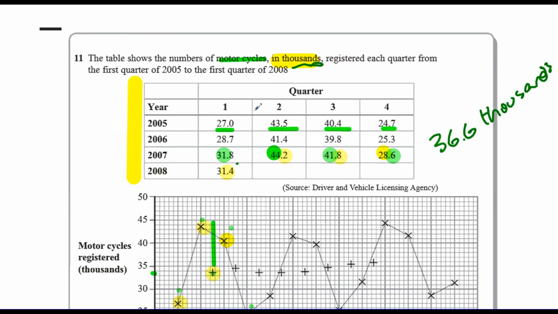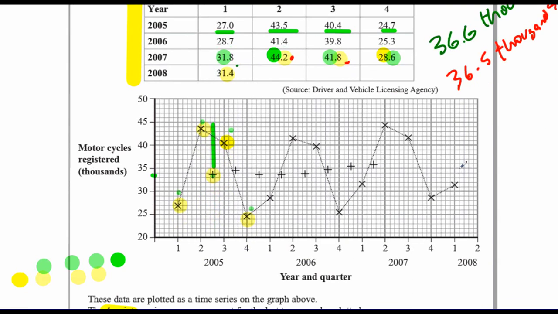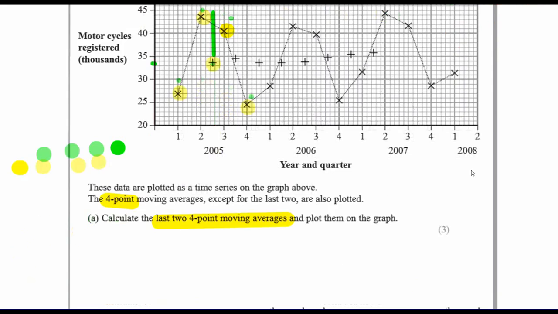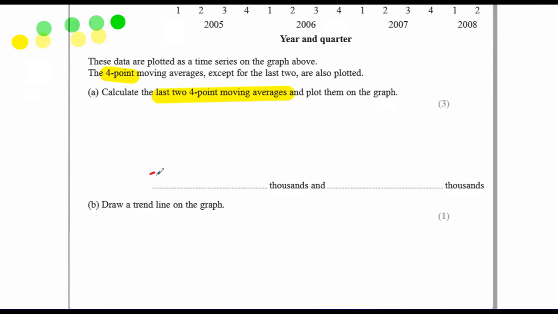And the next one, adding up your yellow numbers now, 44.2 plus 41.8 plus 28.6 plus 31.4, 4-point moving average, 4 numbers divided by 4, 36.5. Okay, so there are your 2 answers, and they're thousands. So let's just write them in where they've got to go. 36.6, 36.5. And it's already written thousands for us.